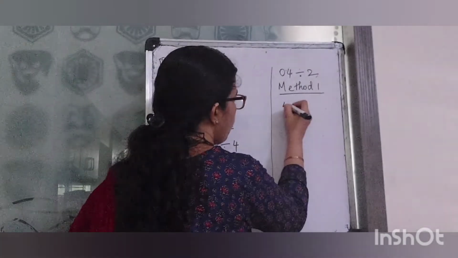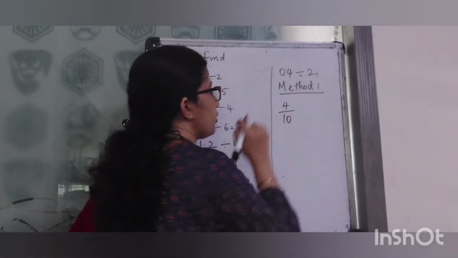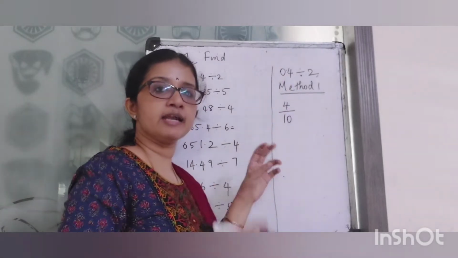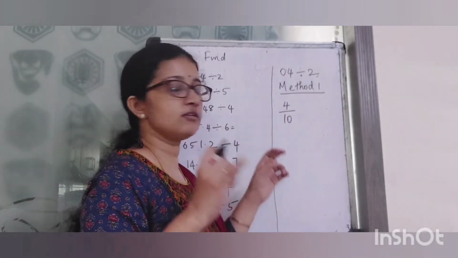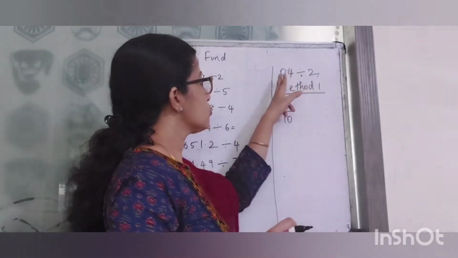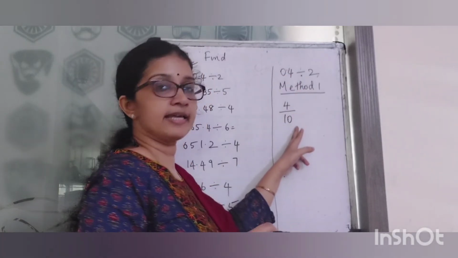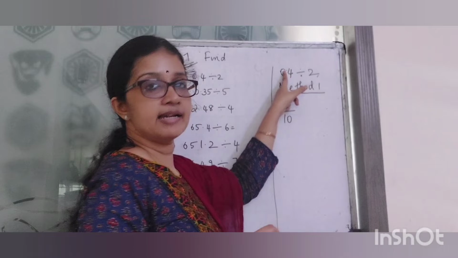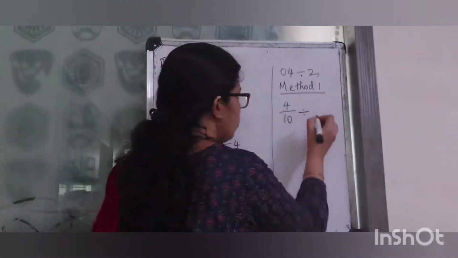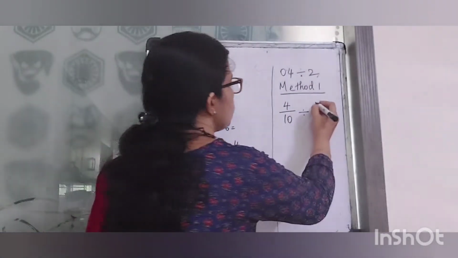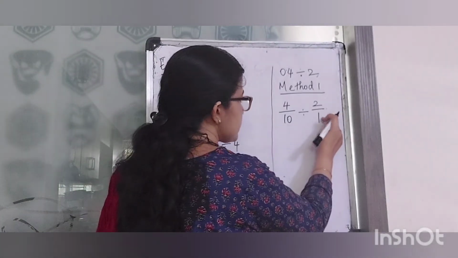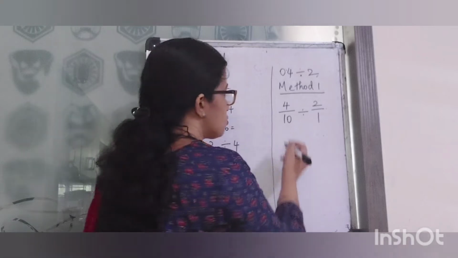We know that 4 by 10 is equal to 0.4. So first we have to see what we should divide the number with, either 10, 100 or 1000. So 0.4 can be written as 4 by 10 because there is only one digit to the right hand side of the decimal point. So 4 by 10 divided by, how can you write 2 in terms of fraction? 2 by 1. Now what is the reciprocal of 2 by 1? 1 by 2.